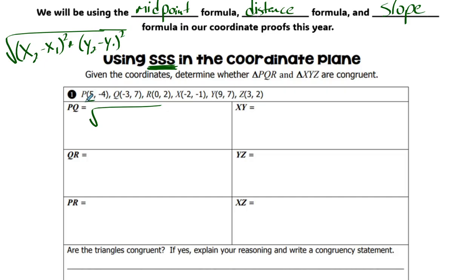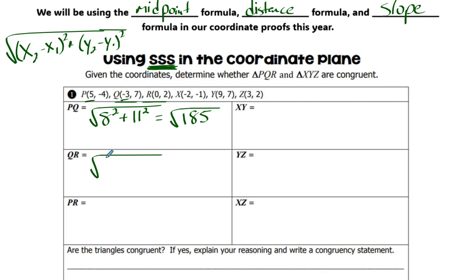So when I say that, I really mean I want to think about how far it is from 5 to negative 3. Well, that's 8. And then how far is it from negative 4 up to 7? That's 11. So square both of those values, you get 64 and 121. And then we add those together and we get 185. We might be able to simplify that. We could probably change it into a decimal too, but we don't really care about that. I just want to compare it to a side length from XYZ. So I'm going to leave it exactly like that and see if it matches up with one of these side lengths.